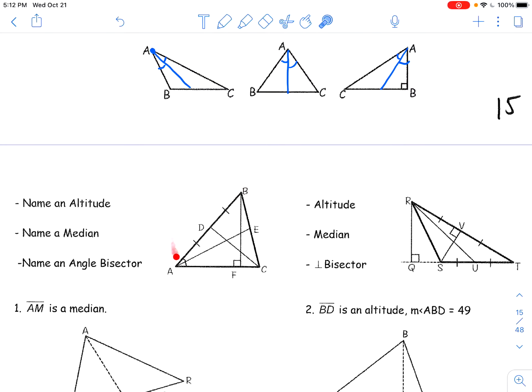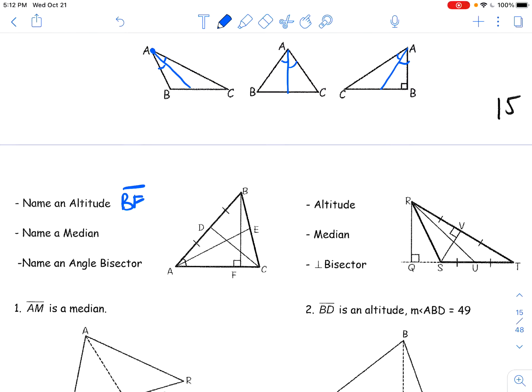So on this triangle here, let's name an altitude. Remember, an altitude is going to be a perpendicular segment from a vertex. And so if I'm looking at this triangle here, I can see this is an altitude because it is from a vertex and it is perpendicular on the other side. So that'll be BF.